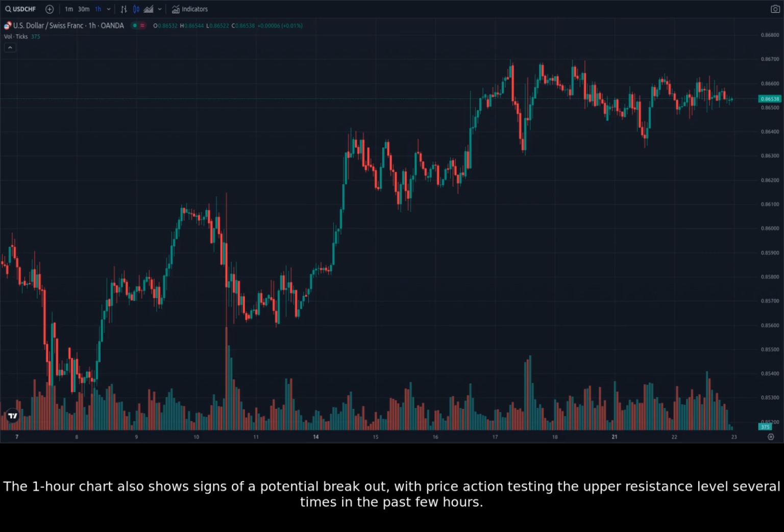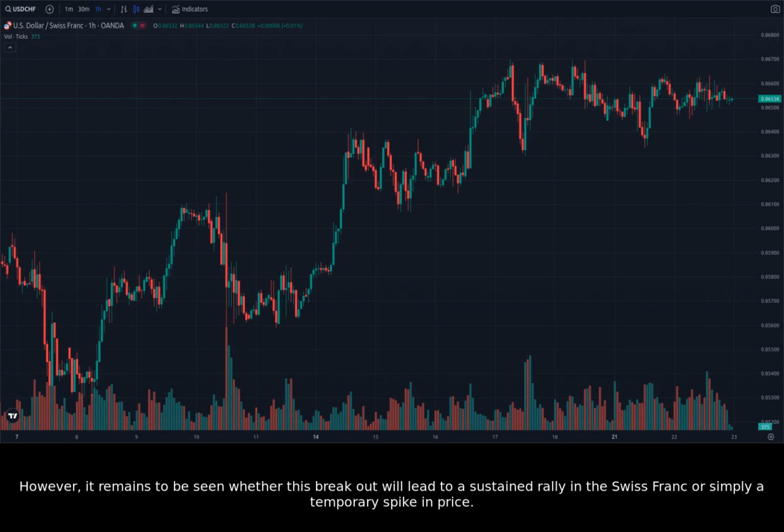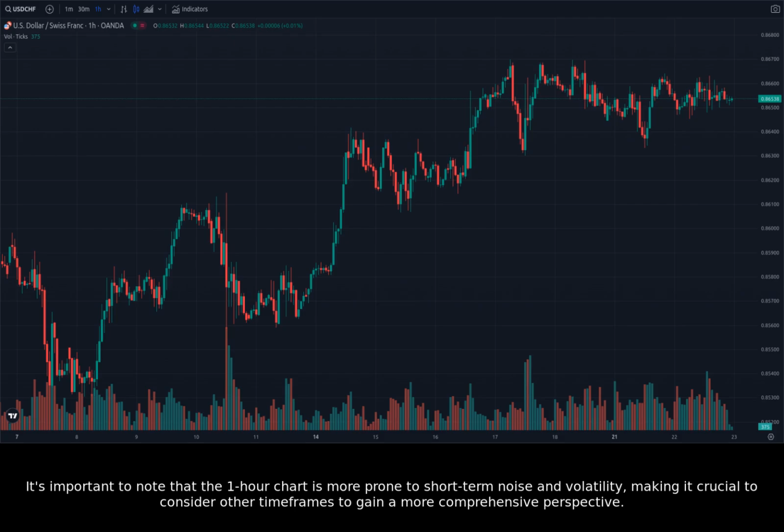The one-hour chart also shows signs of a potential breakout, with price action testing the upper resistance level several times in the past few hours. However, it remains to be seen whether this breakout will lead to a sustained rally in the Swiss franc or simply a temporary spike in price. It's important to note that the one-hour chart is more prone to short-term noise and volatility, making it crucial to consider other timeframes to gain a more comprehensive perspective.